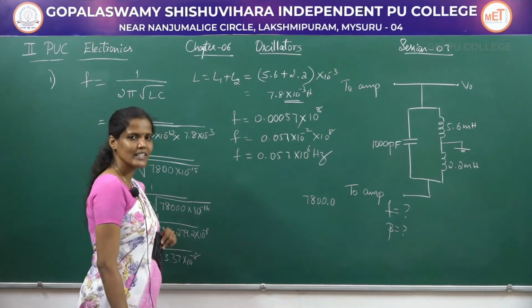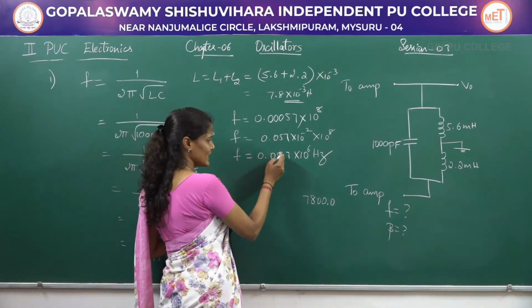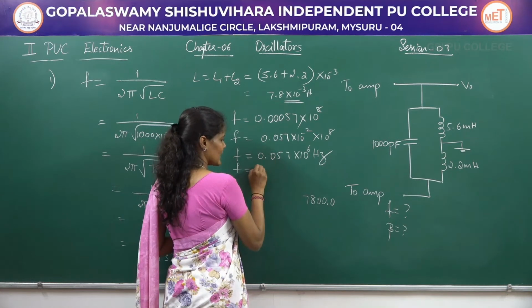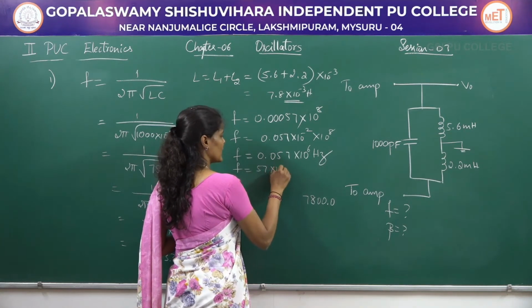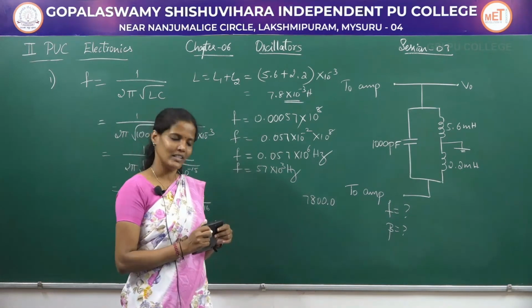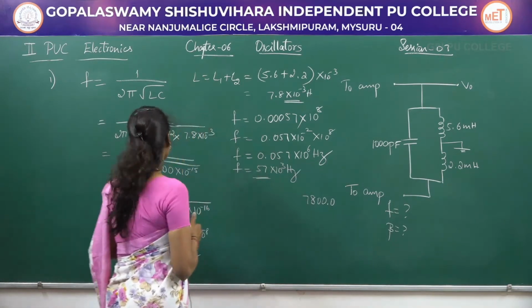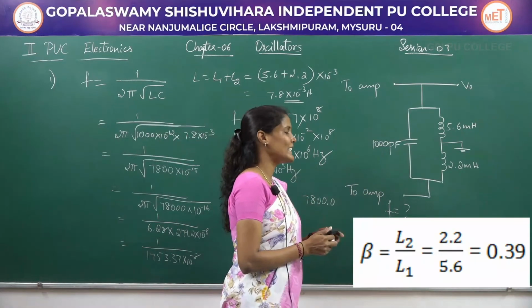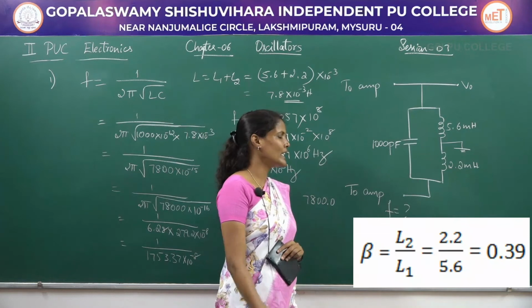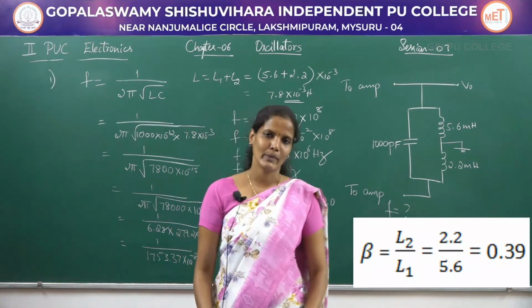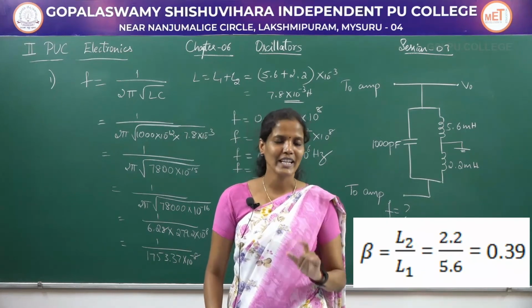If I want to convert this into kilohertz, we further shift the point towards the right by three places. So I will get 57 into 10 to the power of 3 hertz, or 57 kilohertz. Clear? So this is the frequency value for the given diagram where inductance values are 5.6 millihenry and 2.2 millihenry, whereas the capacitance value is 1000 picofarad. Now we will move on to the next problem.